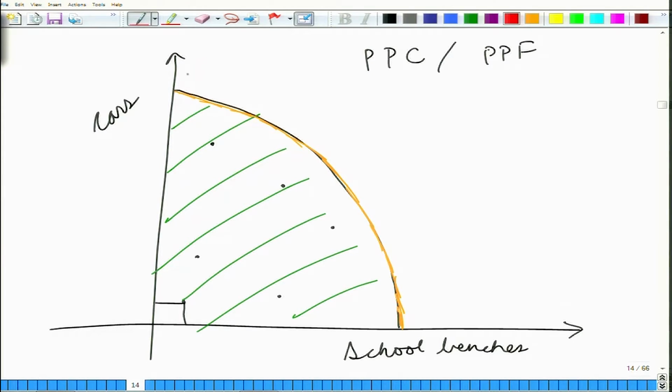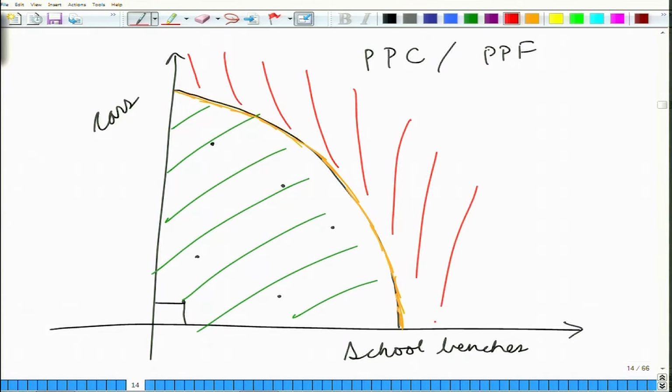And anything that is outside or that is in this red region is something that you cannot make, because your resources are limited. So suppose you said that I am going to make 100 cars and I am going to make 12,000 school benches. So at this point you have 100 cars and 12,000 school benches, but then your amount of iron and steel is such that you cannot go with both of these. So you will have to restrict yourself somewhere.